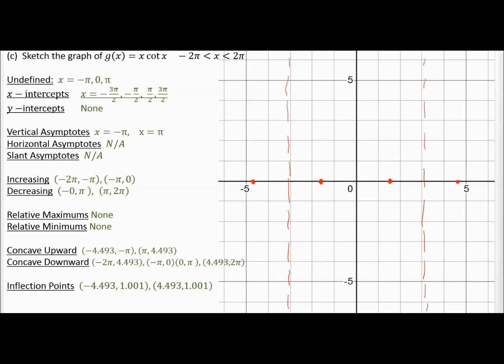Is that right? Is that what we have? Let's go read. I had to just make sure, that felt weird, y'all. So I did. We're increasing over that whole interval. Not only that, notice that we're concave downward from negative 2 pi to 4.493. Maybe we should plot those inflection points.